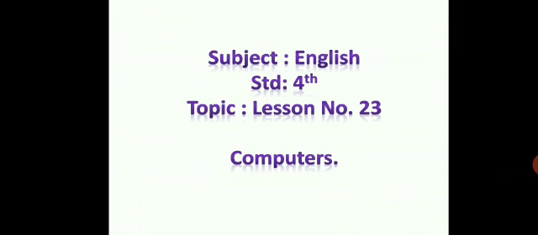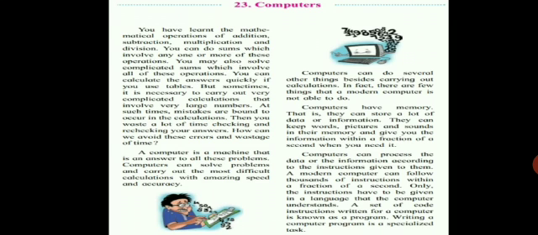Good morning, students. All of you know that a computer is an electronic device that manipulates information or data. It has the ability to store and process data. So today we are going to learn lesson number 23, Computers. Let us read and understand the lesson.